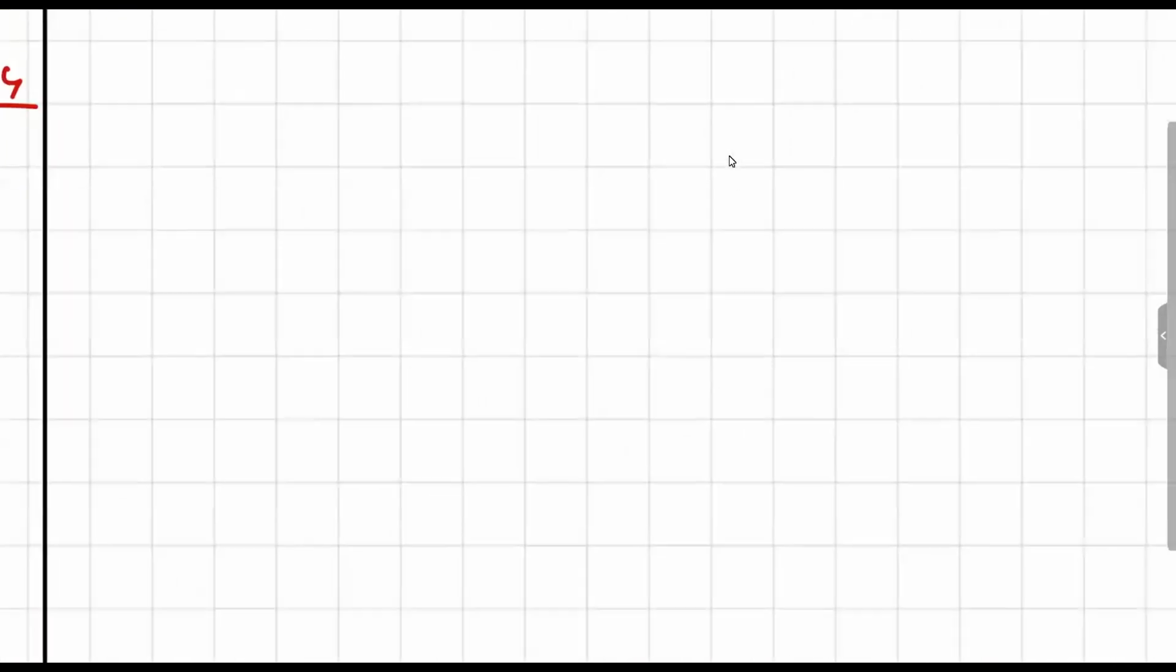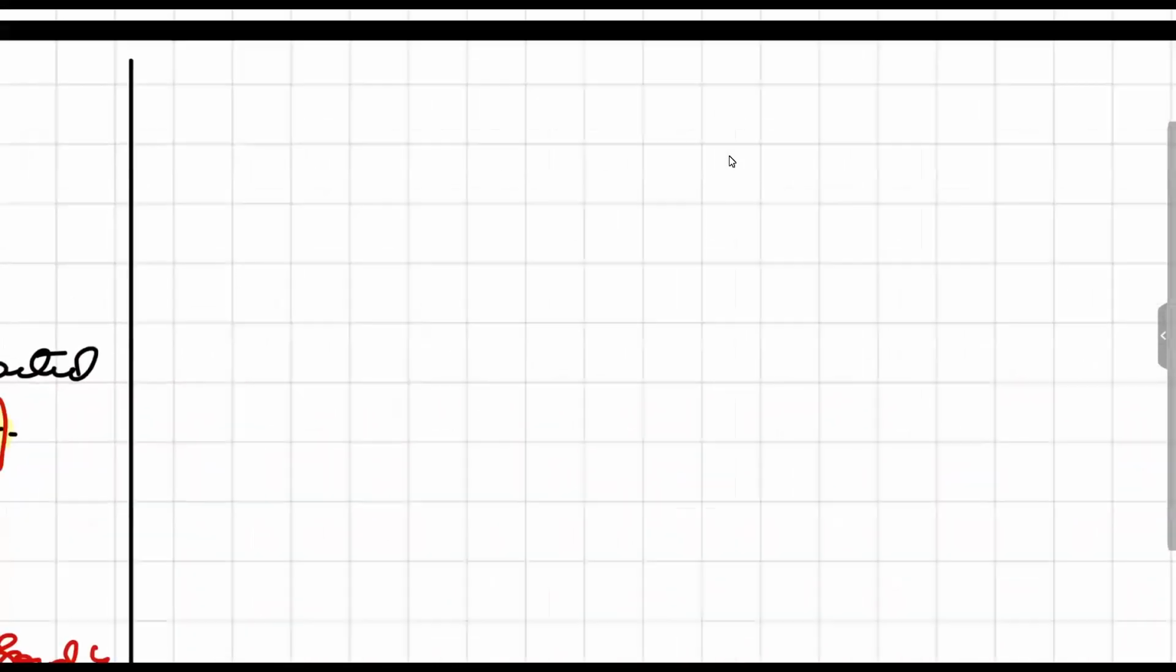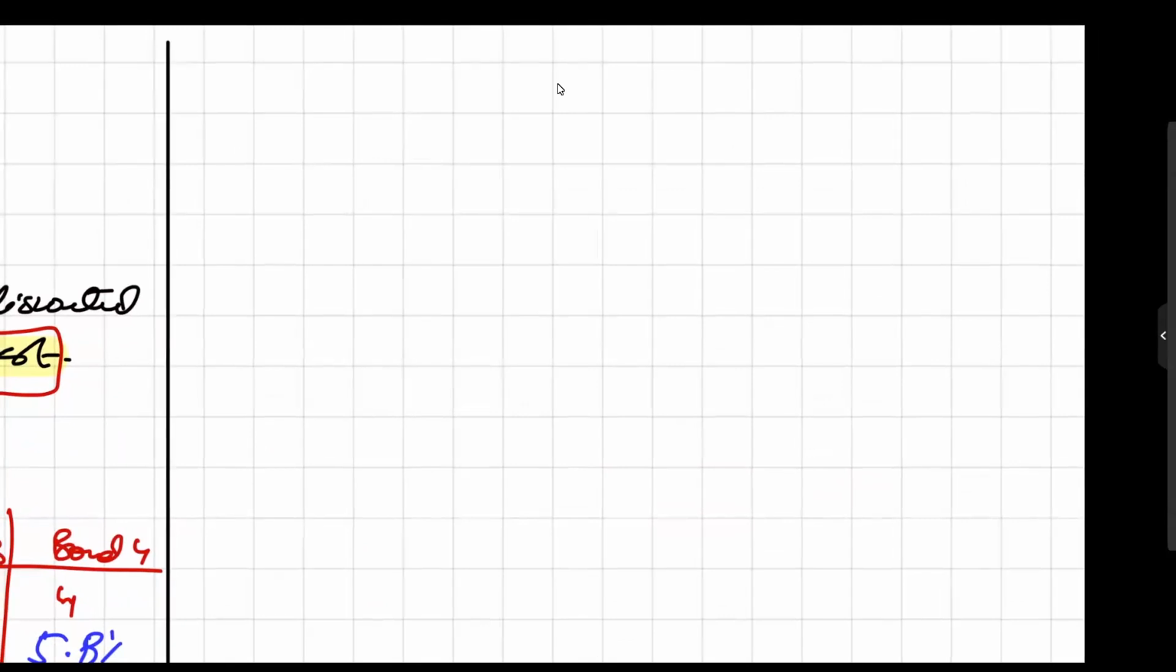Okay, now let's move a bit forward and discuss further. The next aspect of the scenario is the concept termed free cash flows. Let me discuss what exactly free cash flows are and how we establish them. So let's have a bit of a discussion about it.